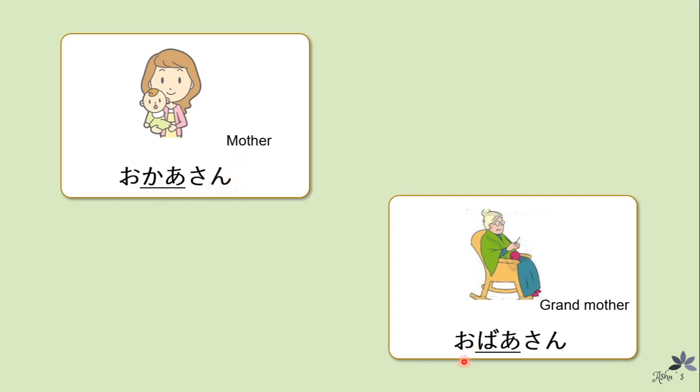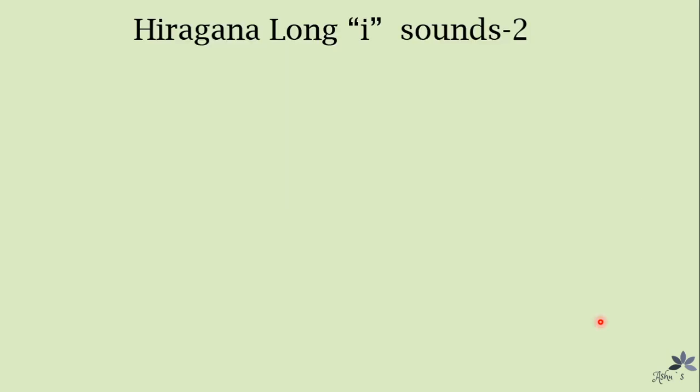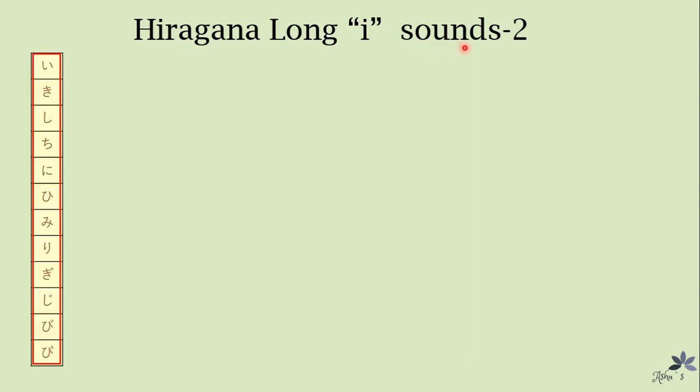In this example here, we have Ba with the letter A. So you have to read it as long Ba sound, that is Ba. So you have to read the word as Oba-san. Oba-san, that is grandmother. Okay. Now let's go to the next, long E sounds.